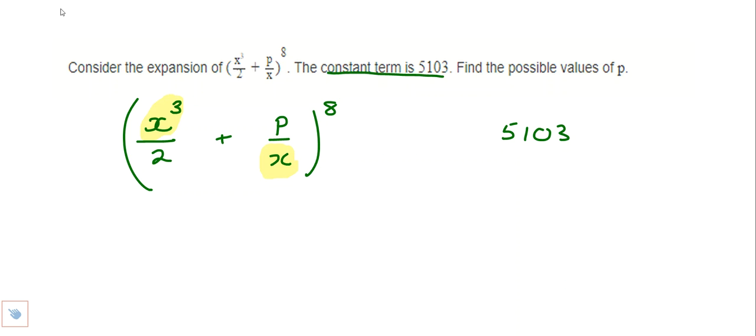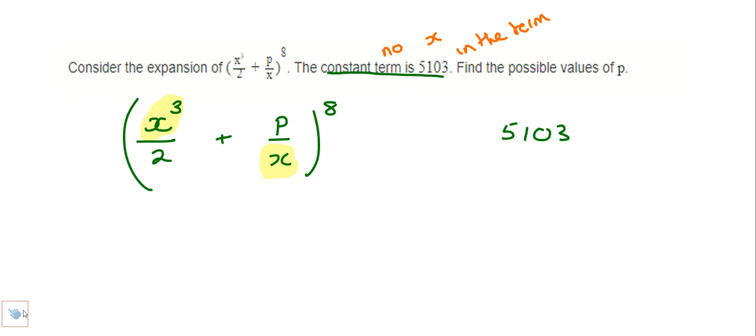Alright, so I want a constant term. The constant term, when it says constant, it means there must be no x value in the term. No x in the term. That means the only thing is it's 5103. So you'll always get this no x in the term when we've got x's top and bottom of a fraction, so the numerator and the denominator. So they're going to cancel out.